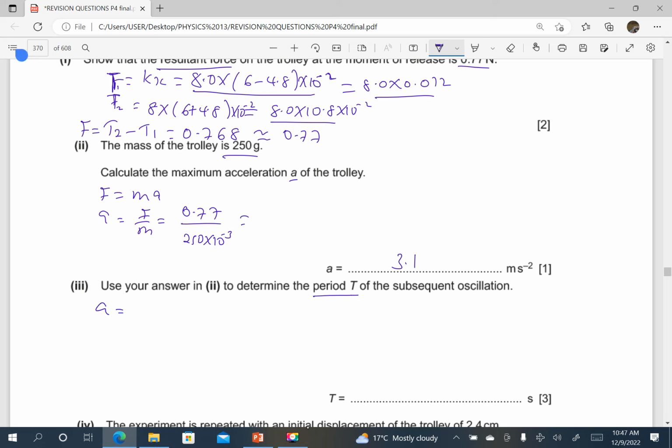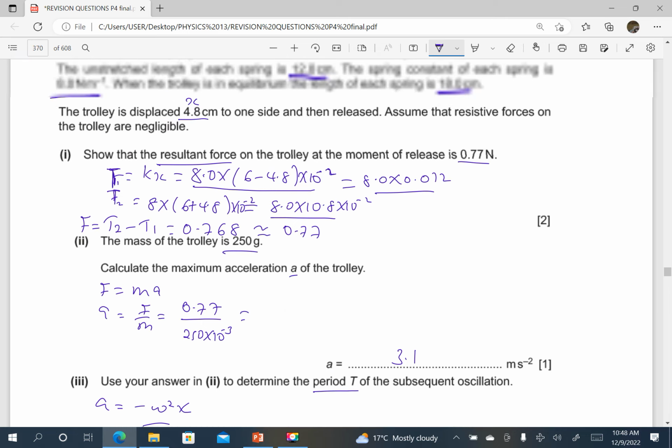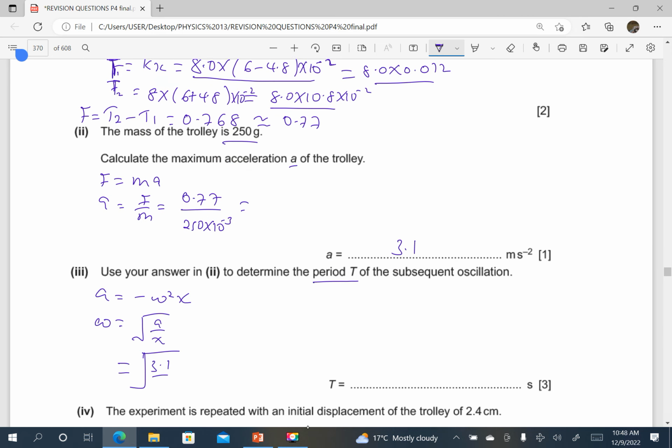We also know that acceleration is equal to negative omega squared x. That means omega is going to be the square root of a over x. We ignore the negative. So omega is going to be the square root of acceleration, 3.1, over x. Since x was 4.8, yes, this is going to be 4.8 times 10 power negative 2. That is omega. But remember, period is 2 pi divided by omega. And this value of omega is the square root of 3.1 divided by 4.8 exponent -2.